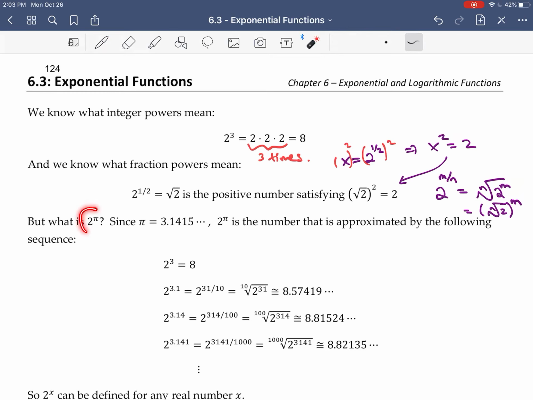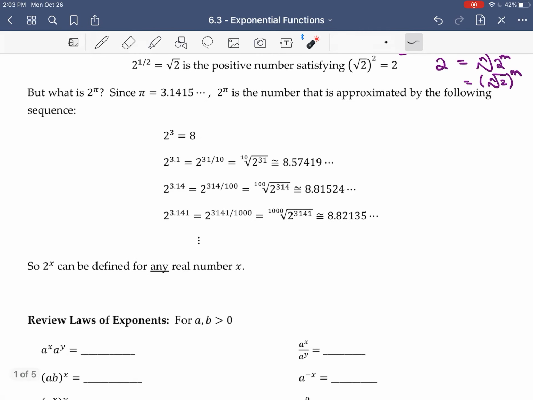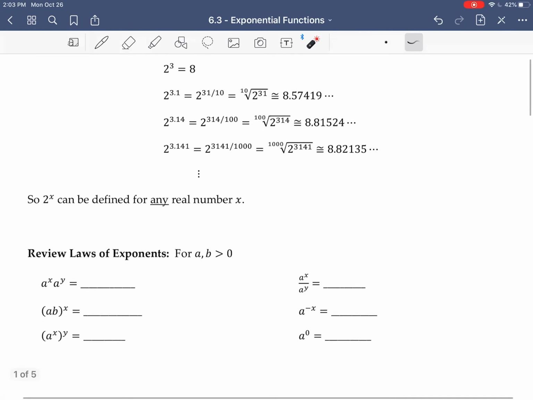Now, what about if we wanted 2 to the pi? Okay, pi is an irrational number, so it's an infinite, non-repeating decimal, 3.14159, and so on. So 2 to the pi, we could approximate by just taking the exponent closer and closer to pi, so including more and more decimal places. And what we get is going to get closer and closer to what 2 to the pi is. So what that means is 2 to the x can be defined for any real number x. Okay, so it doesn't matter if it's an integer or a fraction or even an irrational number. So we can talk about 2 to that power.